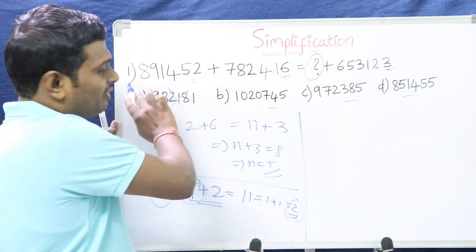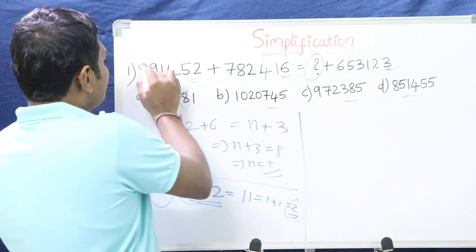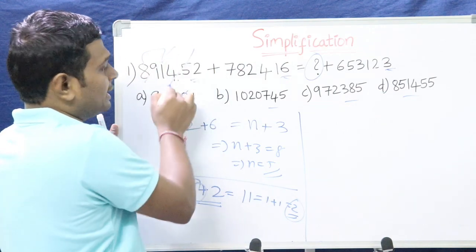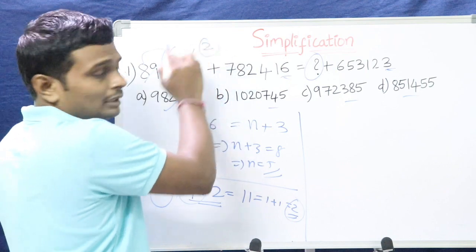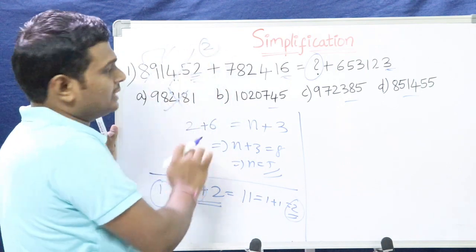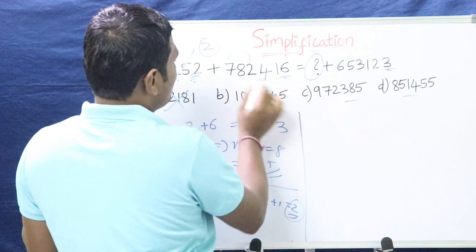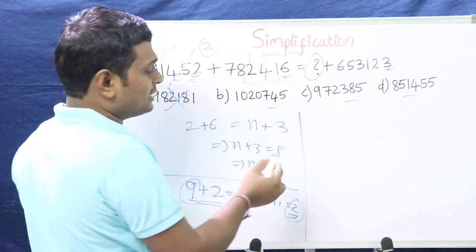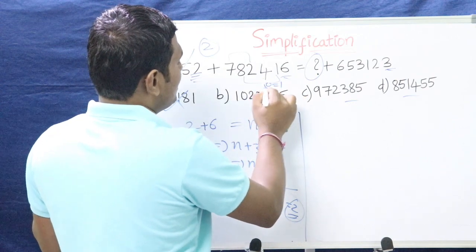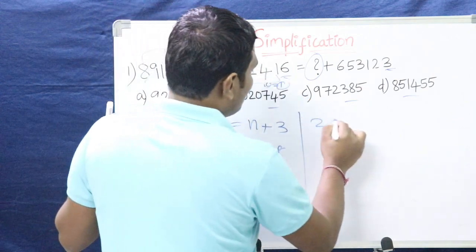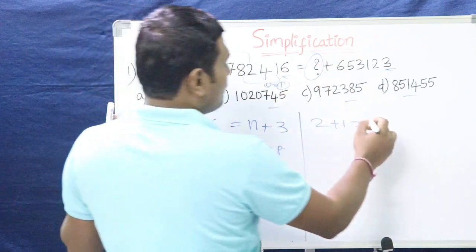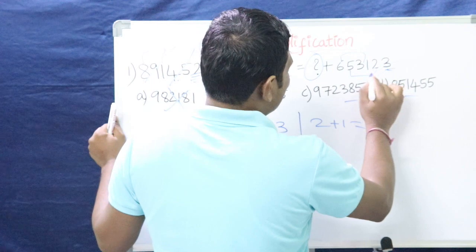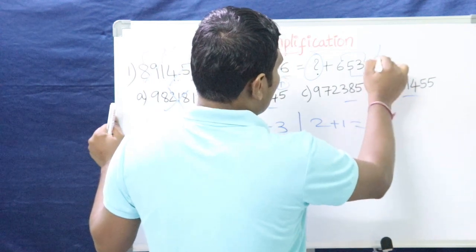So let me quickly add these numbers. 8 plus 1, 9, so we can rule it out. 4 plus 5, 9, so 2 is the sum of these digits. The second one, 7 plus 2, 9, we can rule it out. 8 plus 1, we can rule it out. What are we left with? 4 plus 6, 10, 1 plus 0, 1. 2 plus 1 we are getting. On the right side, 6 plus 3, 9, we can rule it out. 5 plus 3 plus 1, 9, we can rule it out. We are left with 2.